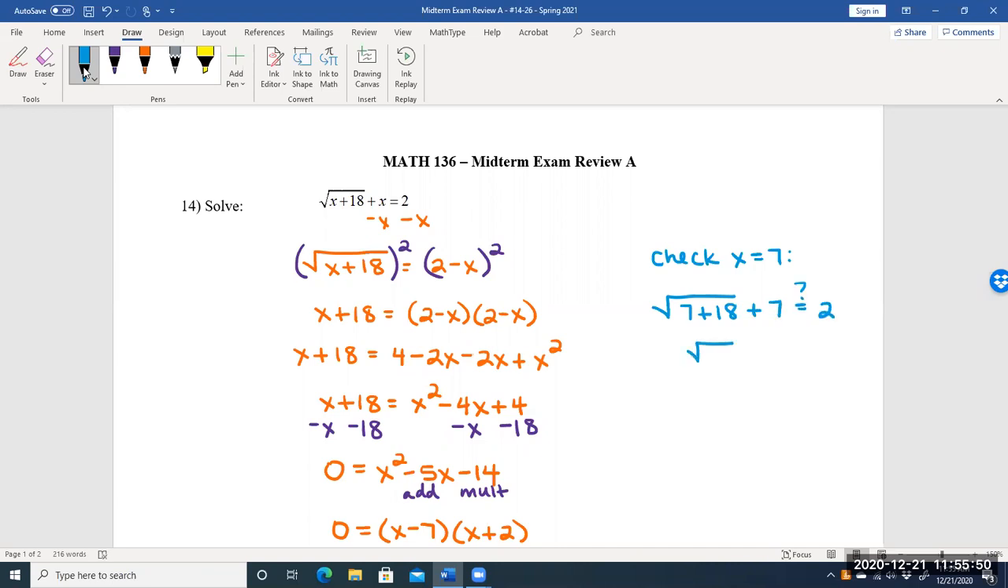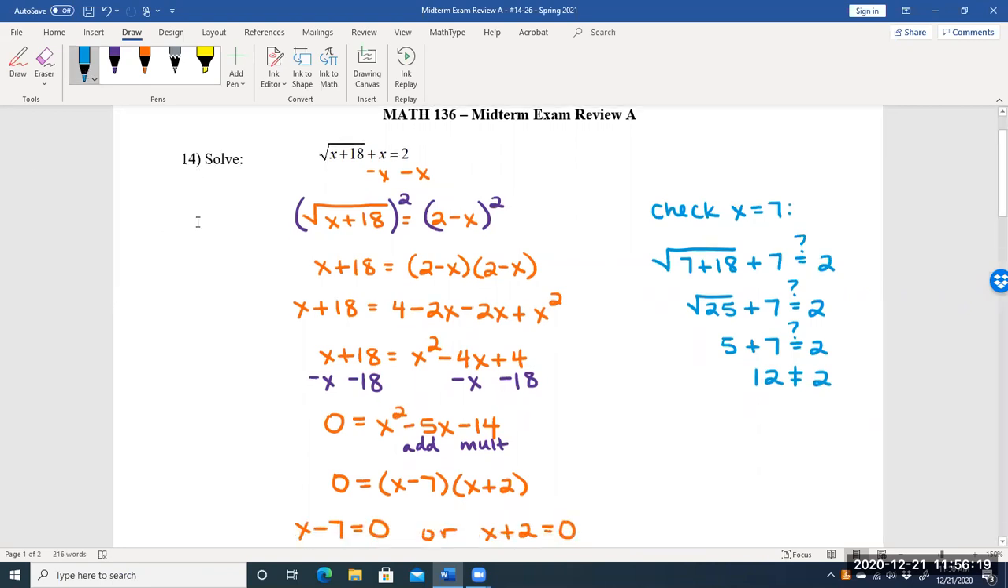So we have the square root of 25 plus 7 is equal to 2. And the square root of 25 is 5. And so I'm getting that 5 plus 7 equals 2. And that is not true. 5 plus 7 is 12, and 12 does not equal 2. So 7 is an extraneous solution. It is not a good solution.